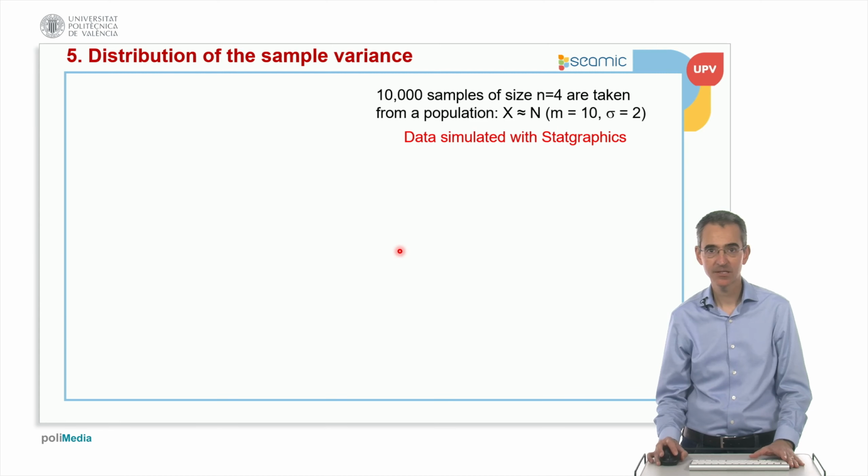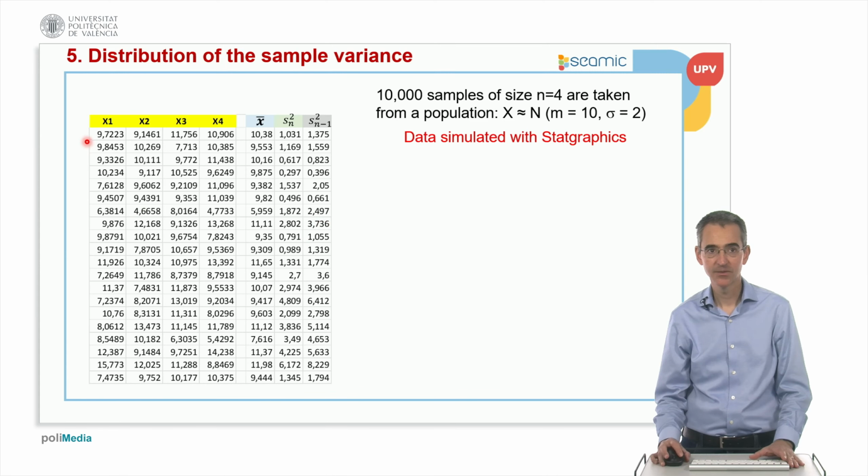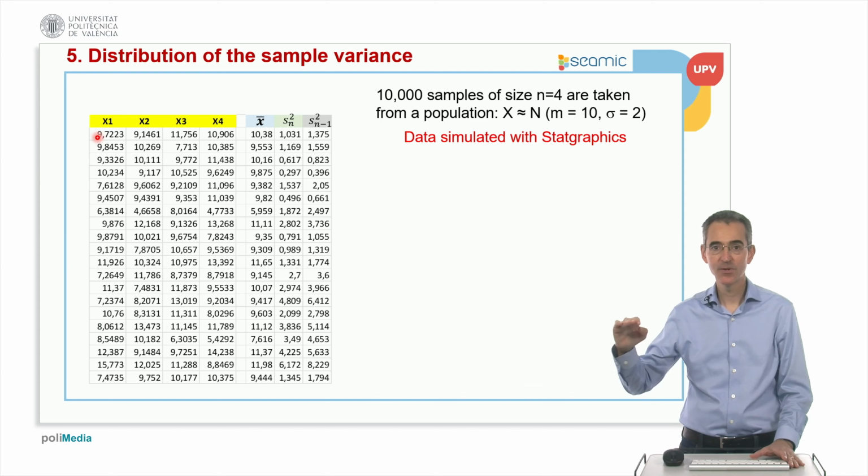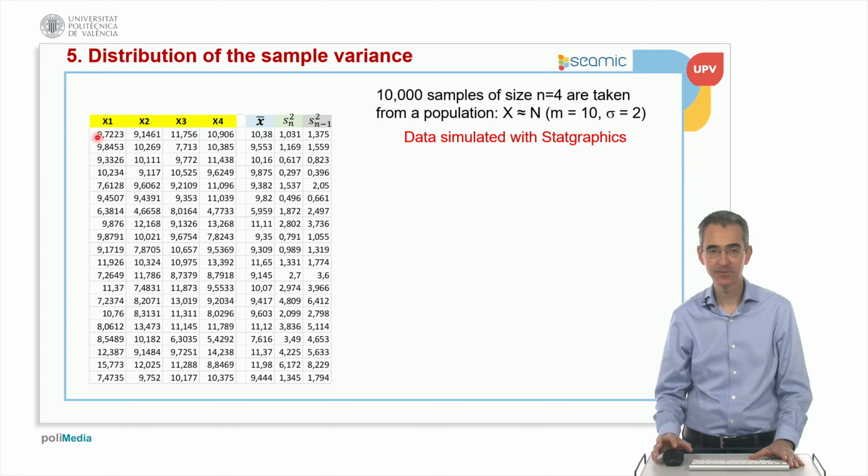Now, 10,000 samples, data from Statgraphics. I have here 10,000 rows. In every row I have 4 values. Every row corresponds to a random sample taken from the population. I have simulated these values so that the average is 10 and the standard deviation is 2, and they follow a normal distribution. Now for every row, I compute the sample mean, then the sample variance dividing by n, and then the sample variance dividing by n minus 1. This is actually the value that we use in this subject of statistics.